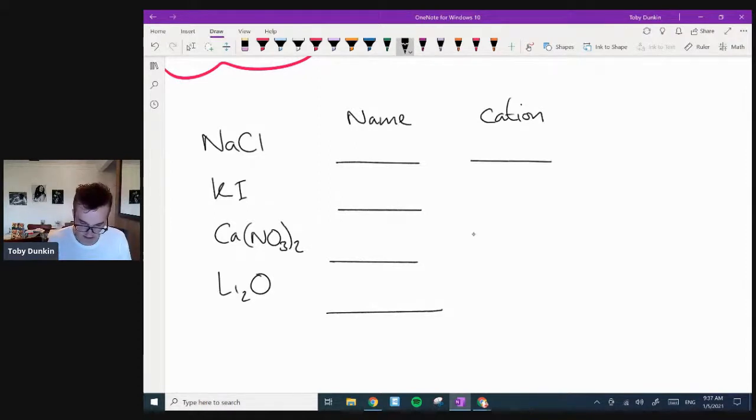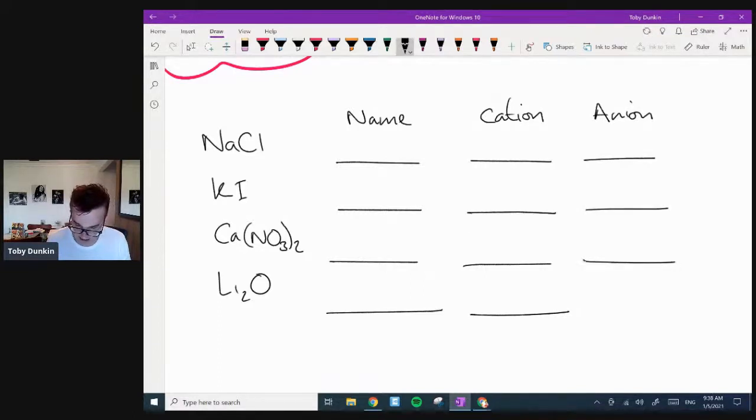What's the cation? You can give name or formula there. And what's the anion? I think it's very reasonable for us to do this, to break down some ionic compounds. There we go. So guys, I like it.